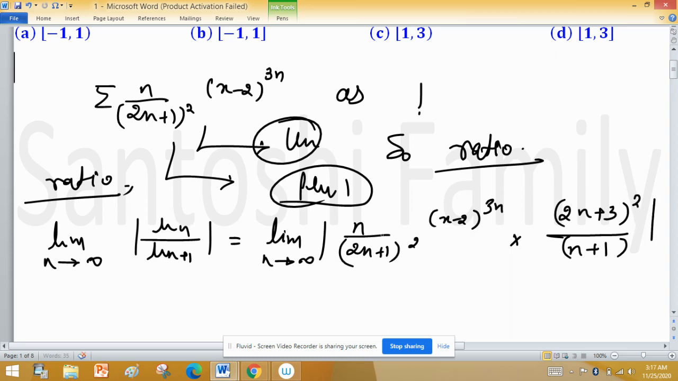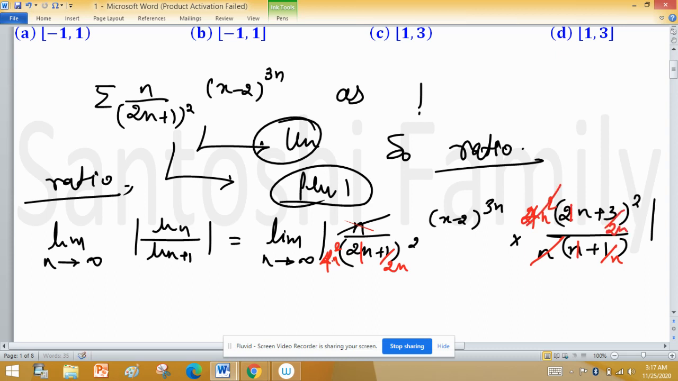Now take n outside from this bracket. So 1 will come here and 1 upon n here, and this n cancels out by this n. Similarly, take 2n outside from here; 1 will come here and 1 upon 2 will come here. So this will be 4n square. Similarly, 4n square will come outside this bracket, and 1 will come here and 3 upon 2n.